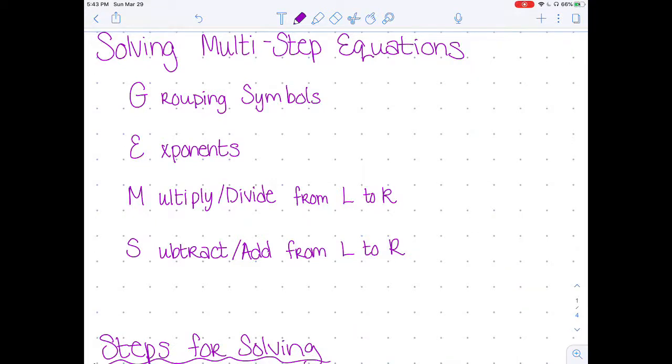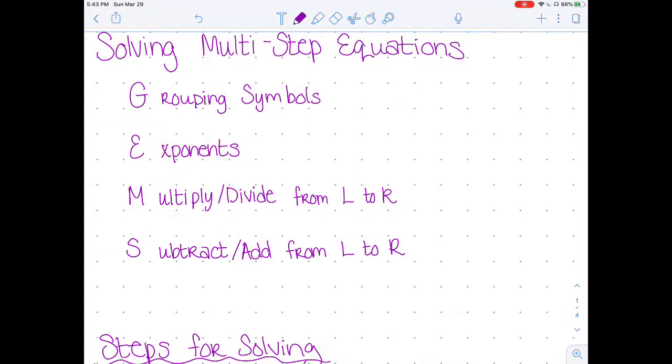All right, in this video, we're going to talk about solving multi-step equations. So in order to do that, we need to talk about the order of operations. Some people use PEMDAS. I use GEMS. It's the same thing. It's just I think this one is a little bit easier for me to remember. So it's totally up to you what you're going to use.